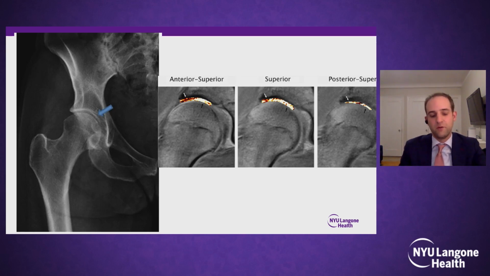So this is just an example of what that saber-tooth sign is, which could represent more medial arthritis, and then advanced imaging techniques here, which, if available, are useful to help delineate the cartilage.